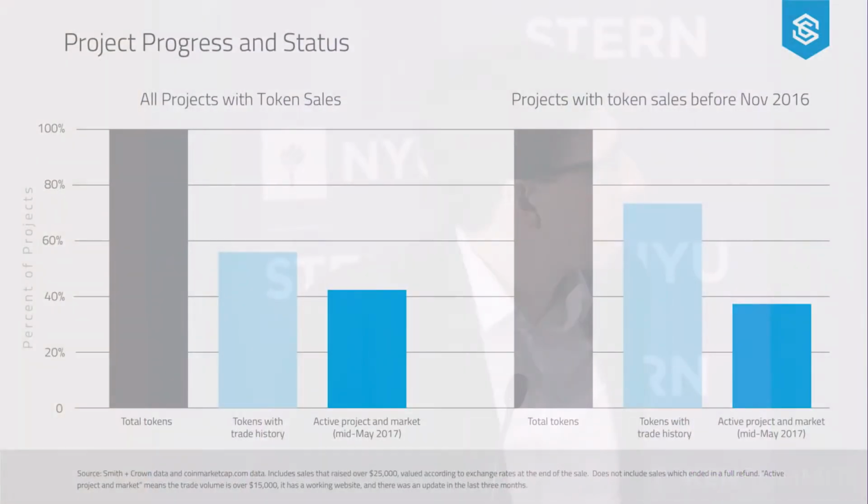So there's two views up here. One is all projects with token sales as of last week or so, and another one excludes the last 6 months, assuming those projects need more time to get out into the marketplace. So some interesting things here. We have two metrics that we looked at. One is tokens with trade history. Did a token make it to a secondary market and achieve at least $15,000 in daily trading volume? We consider that minimum liquidity. And was there a major project update in the last 3 months?